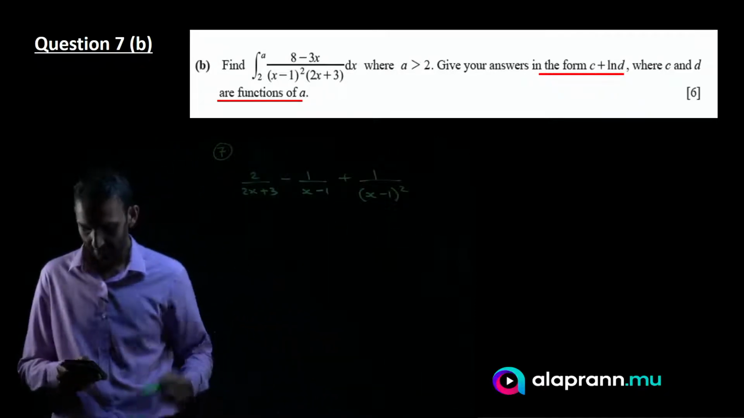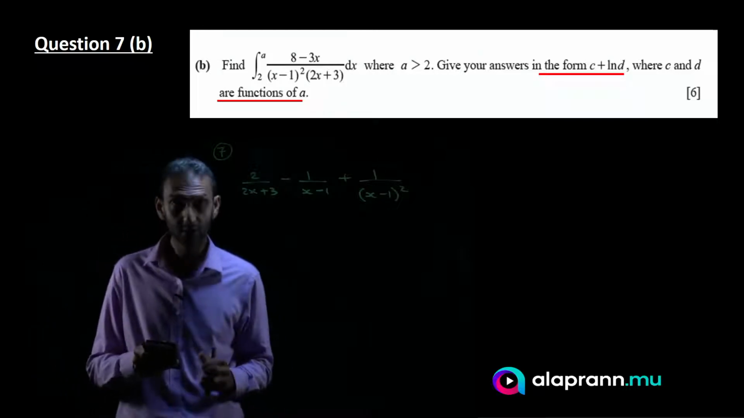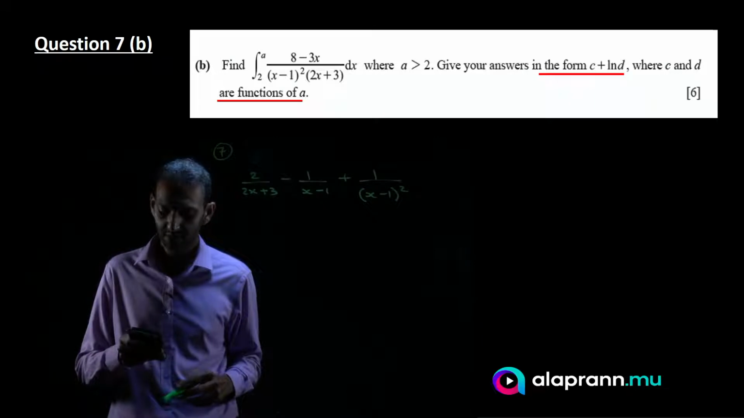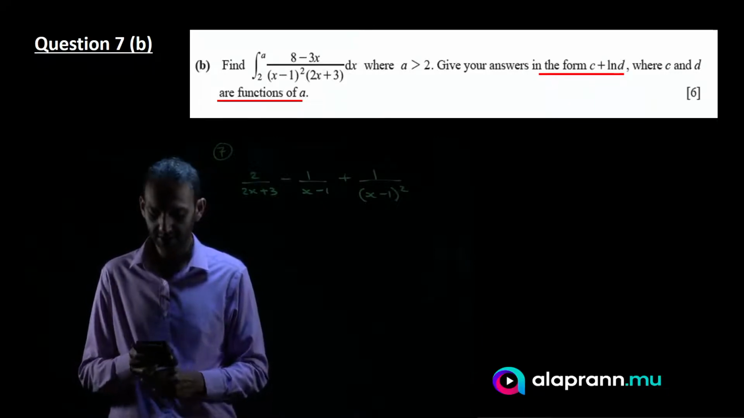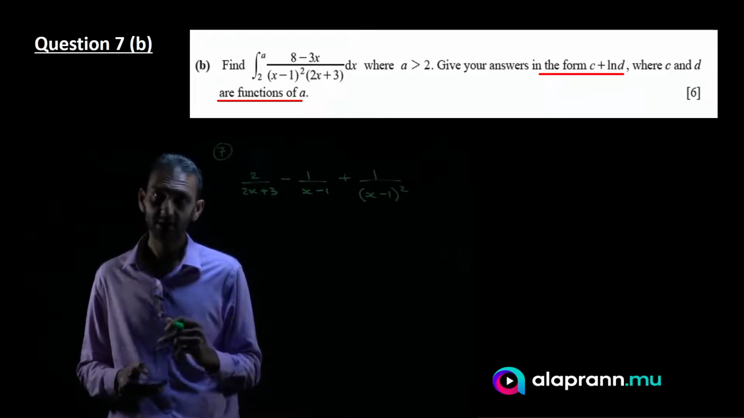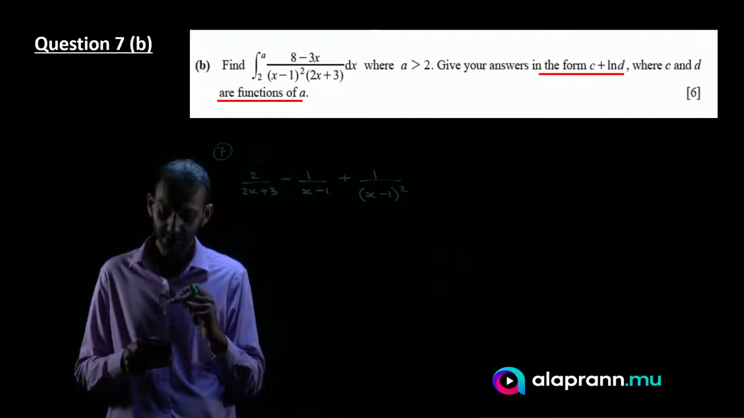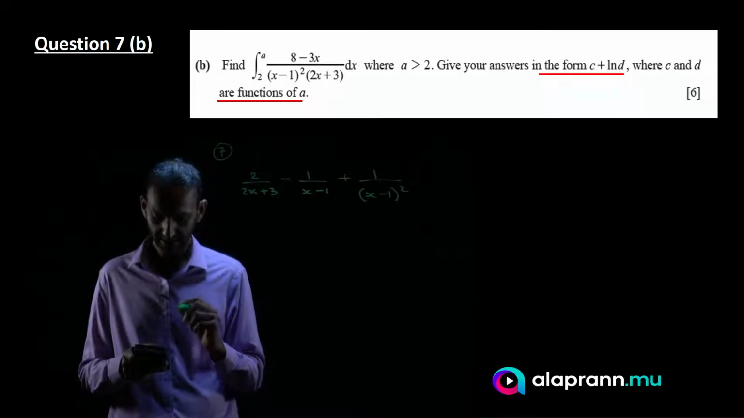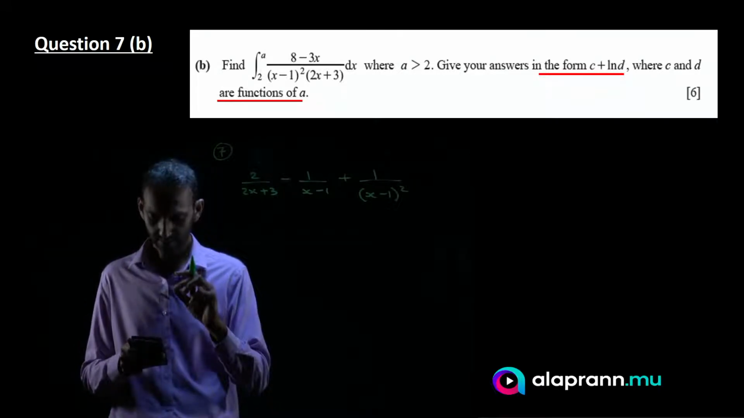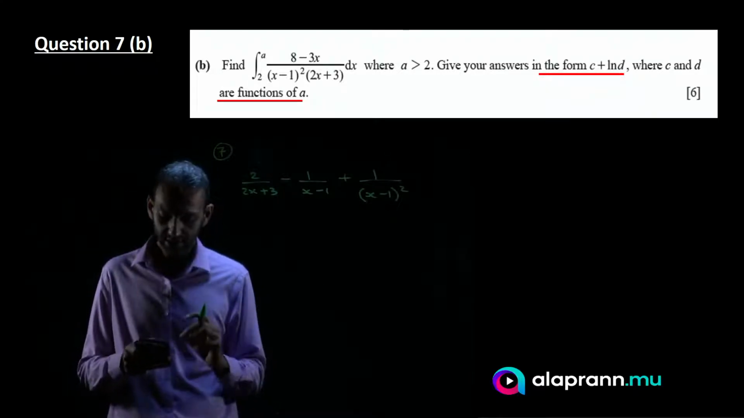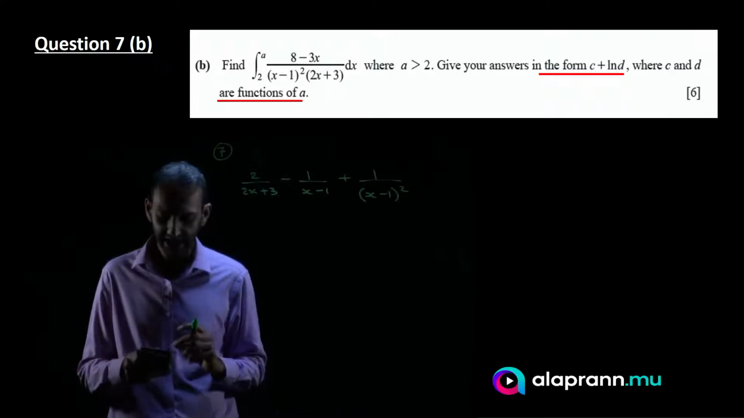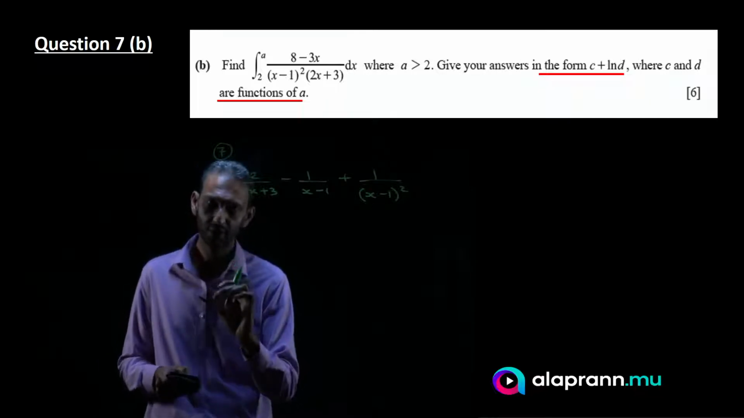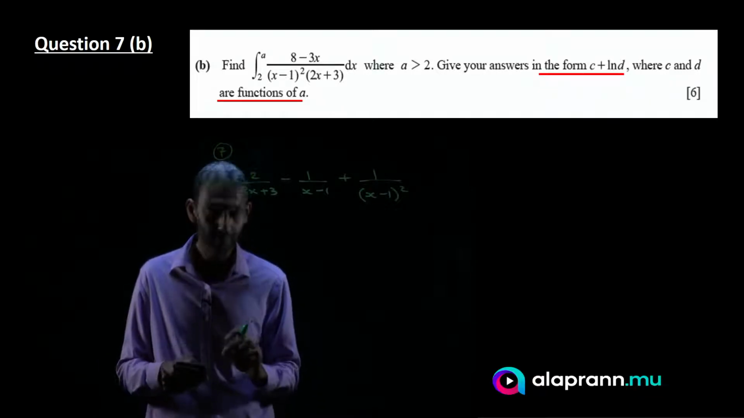So let's see part B. Find the integral of 8 minus 3x divided by x minus 1 to the squared times 2x plus 3. The lower limit is 2, sorry, and the upper limit is a. You're integrating with respect to dx. a is greater than 2. You need to show that your answer can be expressed in the form of c plus ln d, where c and d are functions of a. Be careful, c and d are functions of a.